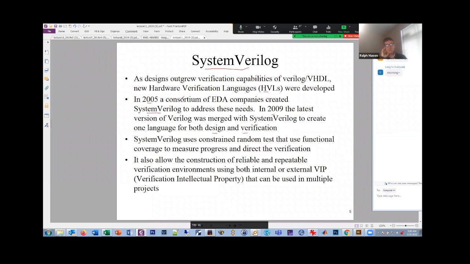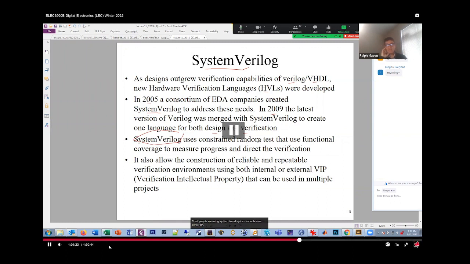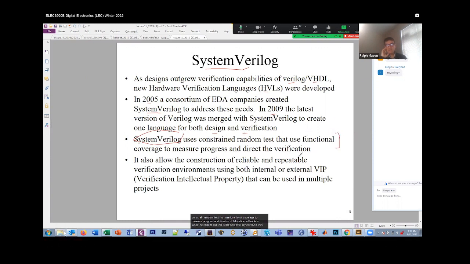So System Verilog has been around since about 2009. It's been around for quite a while, and it's become very common. Historically, people did design with Verilog or VHDL, but I would say the majority have now moved to System Verilog. If you look in industry, most people are using System Verilog. System Verilog uses constrained random tests that use functional coverage to measure progress and direct the verification. We'll explain what that means, but this is a key attribute built into System Verilog. It helps us verify our designs much better. It also allows the construction of reliable, repeatable verification environments using both internal and external VIP.